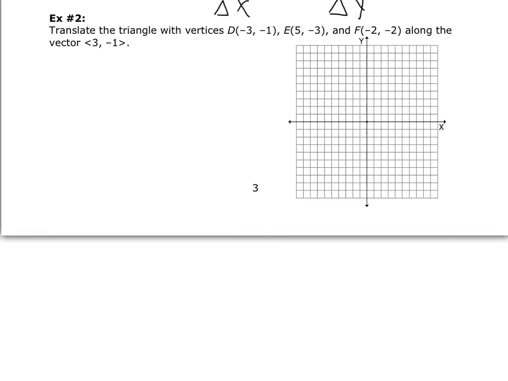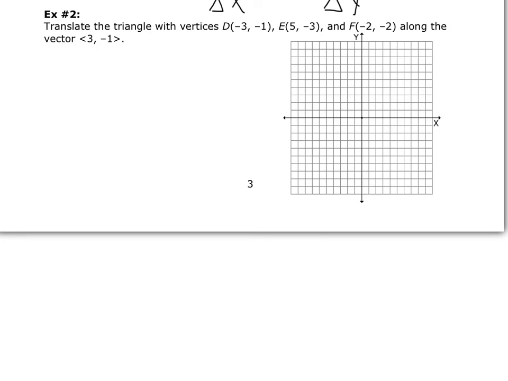Okay, so let's look at an example real quick. It says translate the triangle with vertices, those 3 vertices, along the vector 3, -1. So what that means is you're going to translate each of those ordered pairs by this vector. And what that means is that for each ordered pair, the x, you will go 3 to the right, and then for each y value, you will go 1 down, -1.